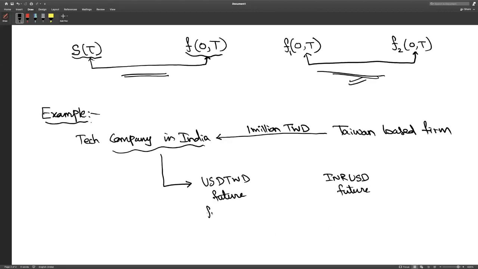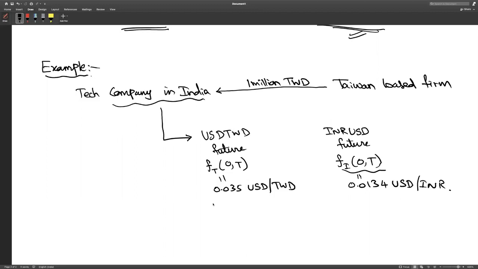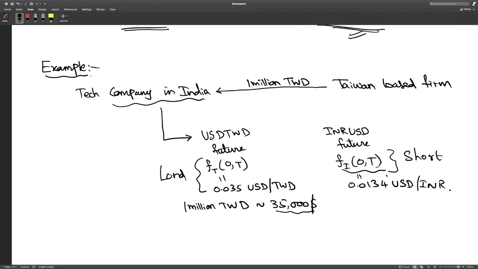Let's call this future F Taiwan 0, T, and let us call this the Indian future F I. Suppose at the time when the Indian company is seeking these forwards, this is equal to 0.035 US dollars per Taiwan dollar, and this is trading at 0.0134 US dollars per Indian rupee. Then you can see that 1 million Taiwan dollars is equivalent to $35,000. The Indian tech company may take a long position in $35,000 with a future price of this, and a short position here. So in this market you take a long, and in this market you take a short, and make a hedge accordingly.